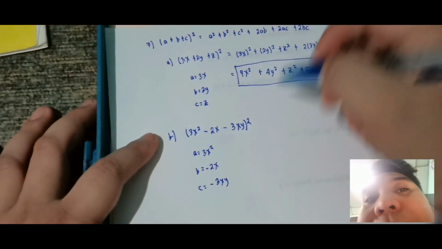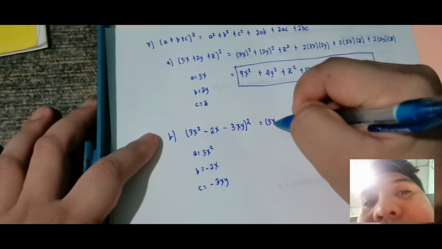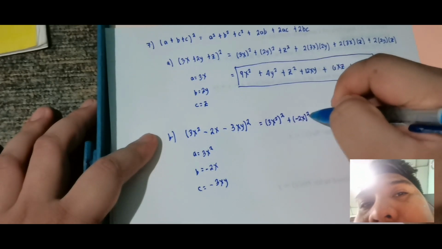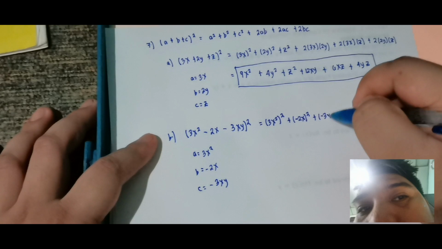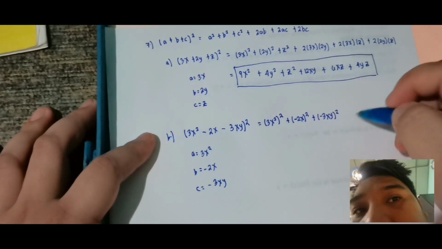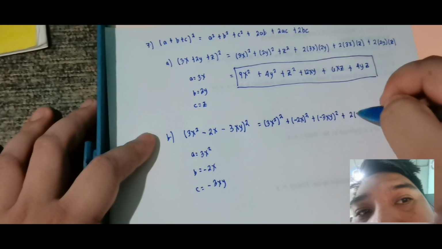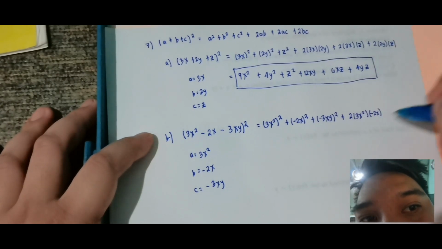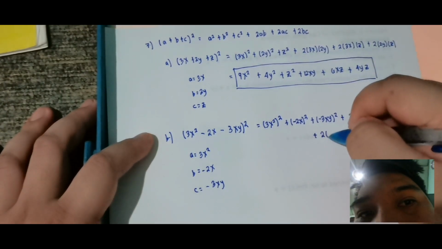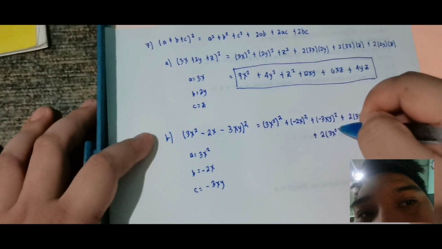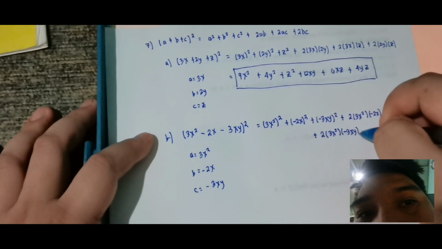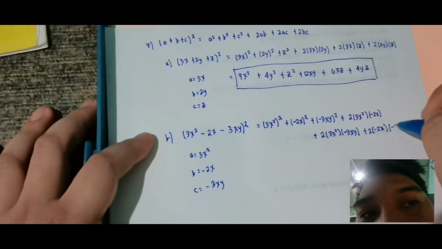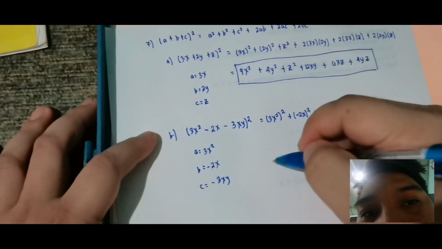Okay, so proceed sa formula. So this is equal sa (3x squared) raised sa 2 plus (negative 2x) raised sa 2 plus (negative 3xy) raised sa 2. Okay? Then plus 2 times 3x squared times negative 2x. Okay, then plus, dito ko nalagay sa baba, plus 2 times 3x squared times negative 3xy, plus 2 times negative 2x times negative 3xy. So medyo mahaba kasi siya.